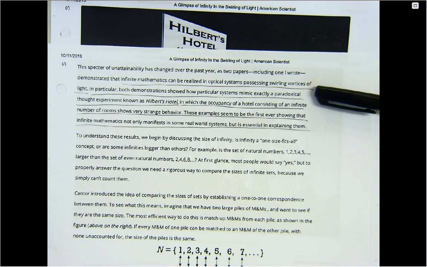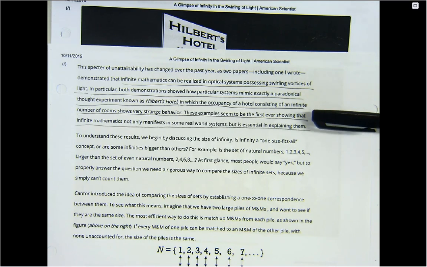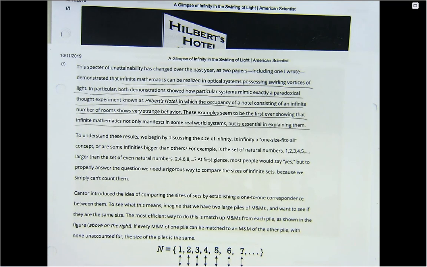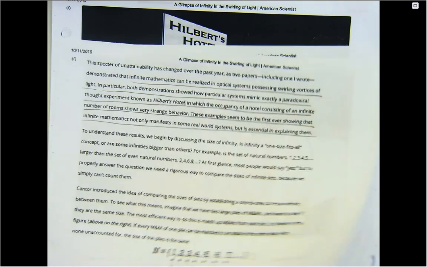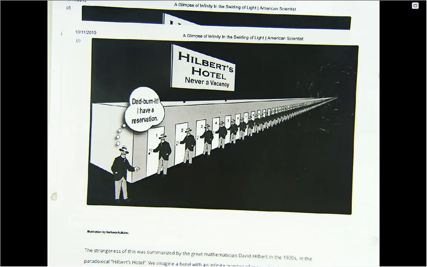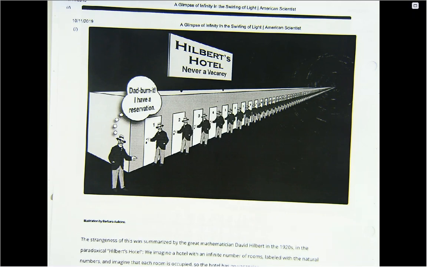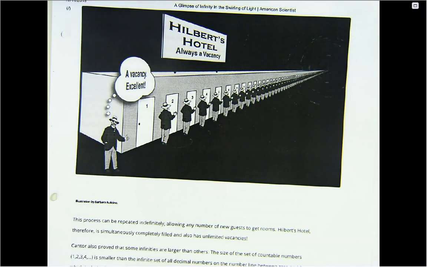And you did Hilbert's Hotel in one of your Wiley Plus homework problems, in which the occupancy of a hotel consisting of an infinite number of rooms shows very strange behavior. These examples seem to be the first ever showing that infinite mathematics not only manifests in some real-world systems, but is essential in explaining them. There's some great pictures of Hilbert's Hotel. Remember you had this problem on Wiley Plus. There's a hotel with an infinite number of rooms labeled 1, 2, 3, 4, and so on, and someone shows up and says, but I had a reservation, and you have to figure out where to put them, and of course the solution is to move all of the people down one room.